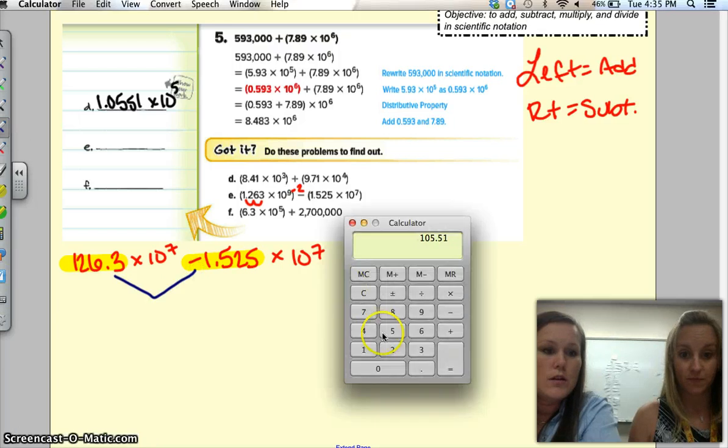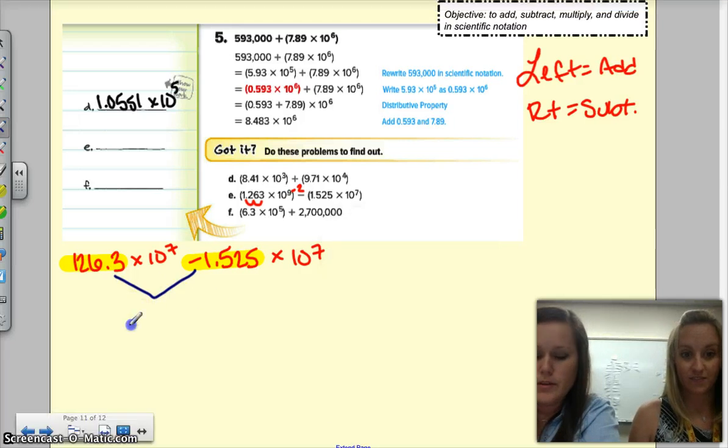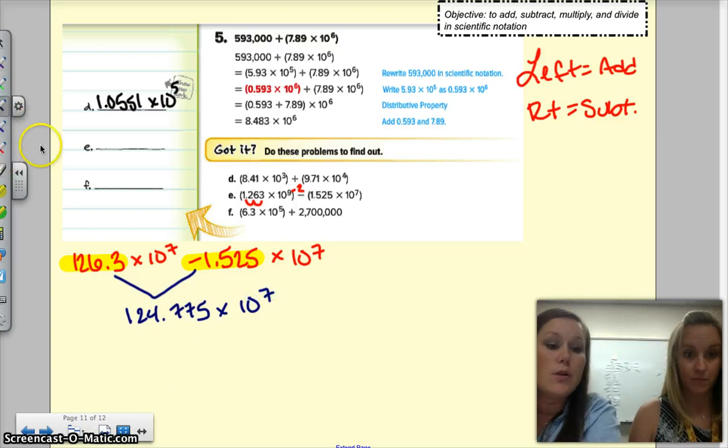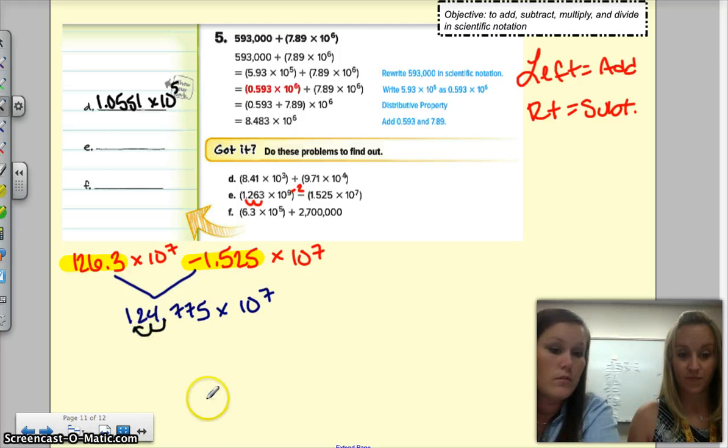So 126, and I'll write down the answer because the calculator keeps disappearing on us, minus 1.525 is 124.775. Red flag already. That number is greater than 10. Okay, so I need my decimal to be right in between the 1 and the 2. Awesome. I moved left 2 places.